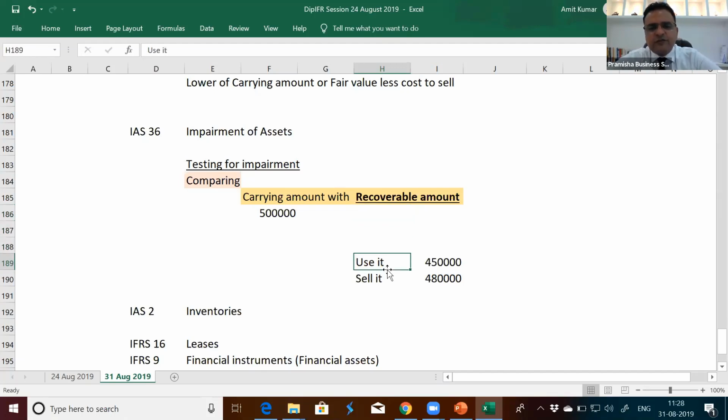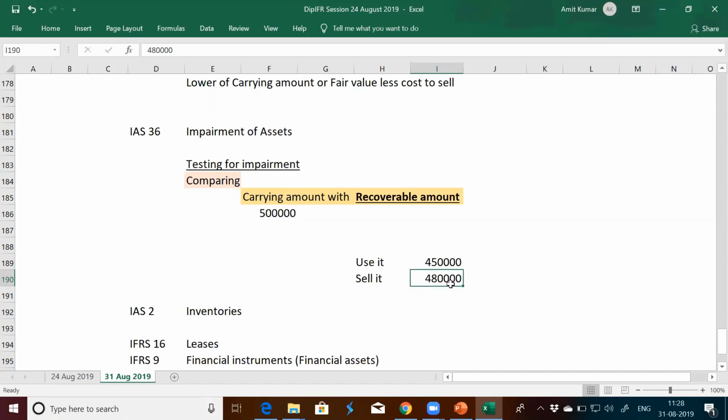If we use it, we get 450. If we sell it, we get 480. What will you do? If you are the owner of this asset and you have to make a business decision, there is an indication of impairment, it is recorded at 5 lakh, but we are not going to recover 5 lakh, though we bought it for this value. Even if we use it, we'll get 450. If we sell it, we get 480. What shall we do? What will make better business sense? Whether you sell it or whether you use it. What will be your decision from the business perspective?